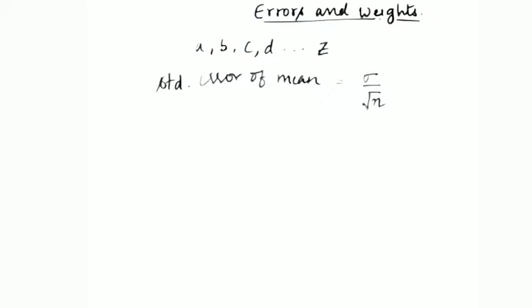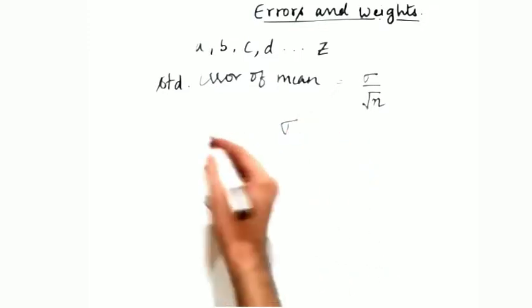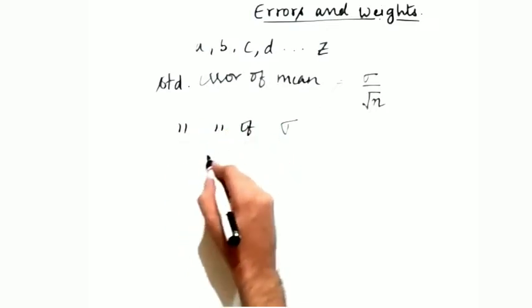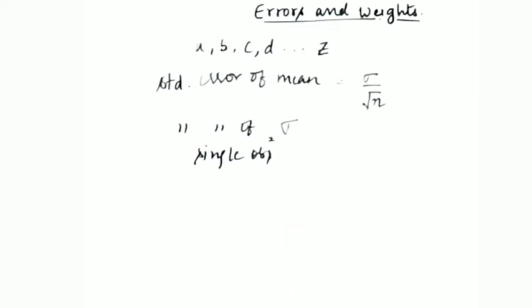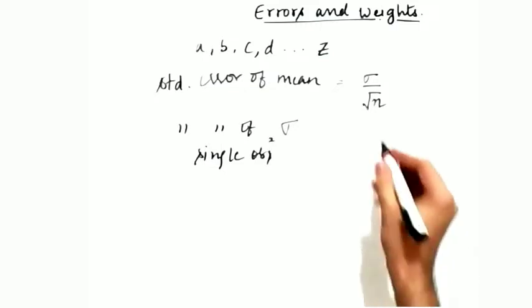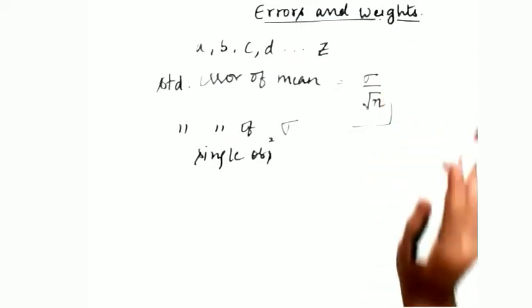Now suppose someone asks you about the standard error of a single observation, then it is equal to sigma. This is the standard error of a single observation. The standard error of any observation will be equal to sigma. Suppose I ask you what is the standard error of B, then you have to say that the standard error of B is equal to sigma. Now if I ask you what is the standard error of mean of A to Z, then you will report it as sigma divided by root n.